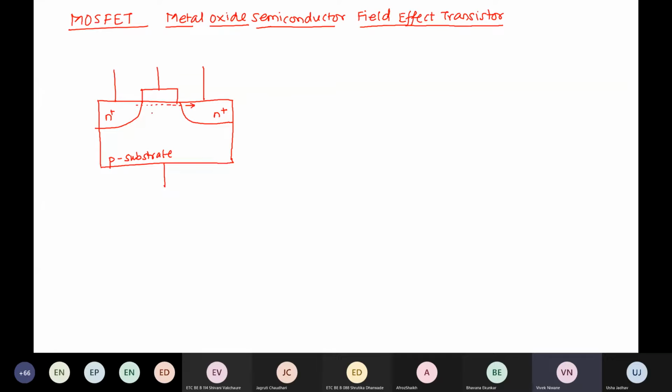लेकिन ये current flow कब होगा? We know that this terminal is a body terminal or a substrate terminal, or it is also called as bulk terminal.